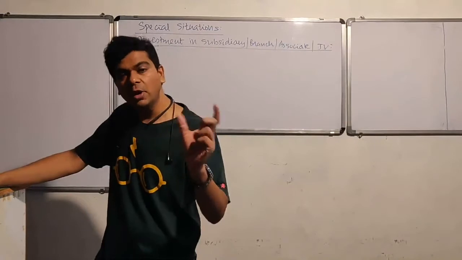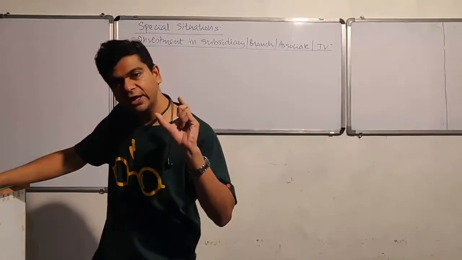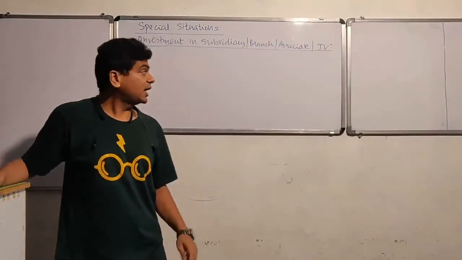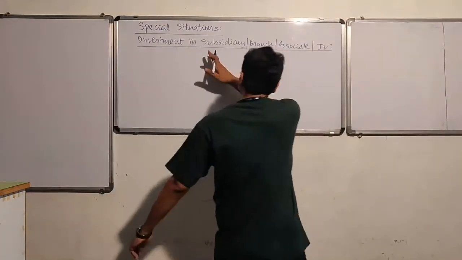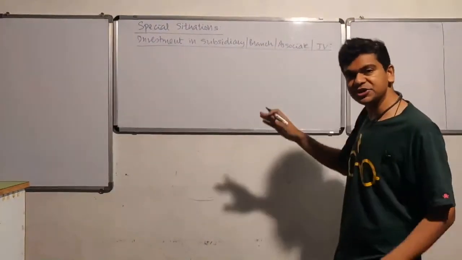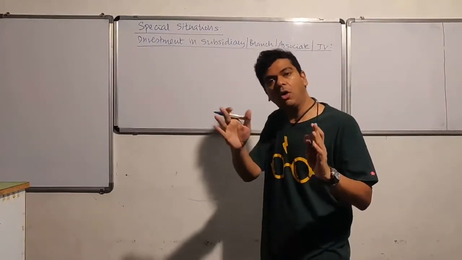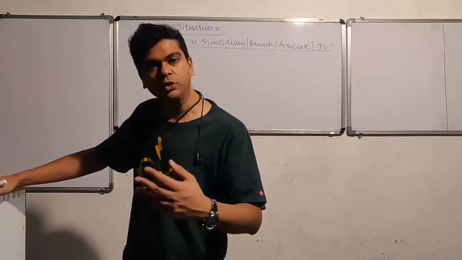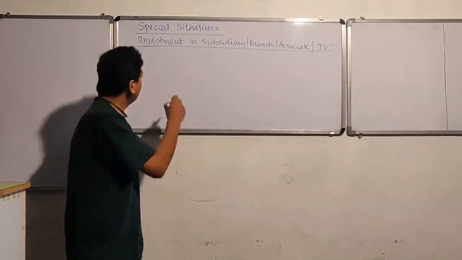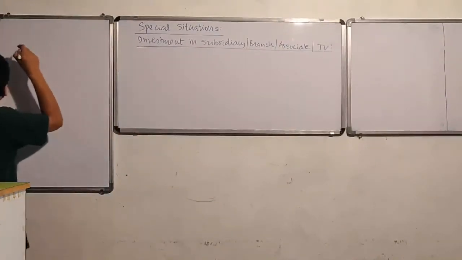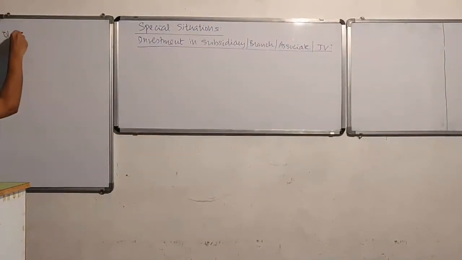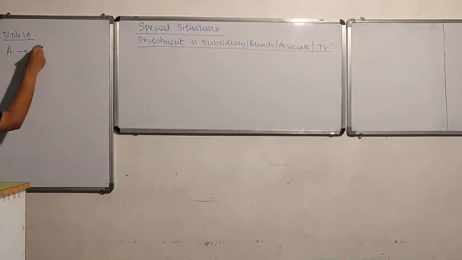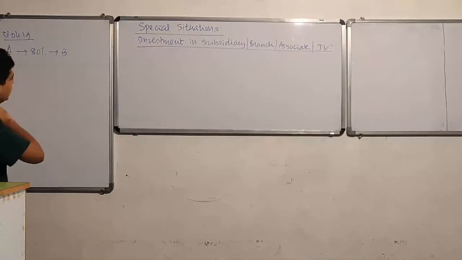Right? You should have a working idea of the way the investment accounting is done when you are buying shares of a subsidiary or a joint venture or an associate. Now what exactly is the special situation over here? Let us say on 1st April 19, A buys 80% shares of B.